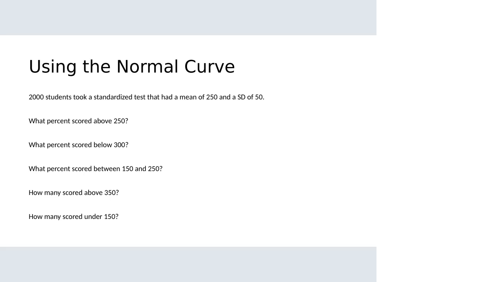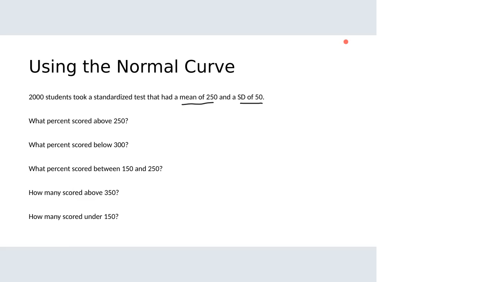2,000 students took a standardized test that had a mean of 250 and a standard deviation of 50. So notice, we've been given the mean and the standard deviation. That's all we need to be able to answer these questions: what is the mean? What is the standard deviation? Now I'm ready to answer a whole bunch of questions. Here's how we're going to do that. And I'm not even going to look at these questions yet.